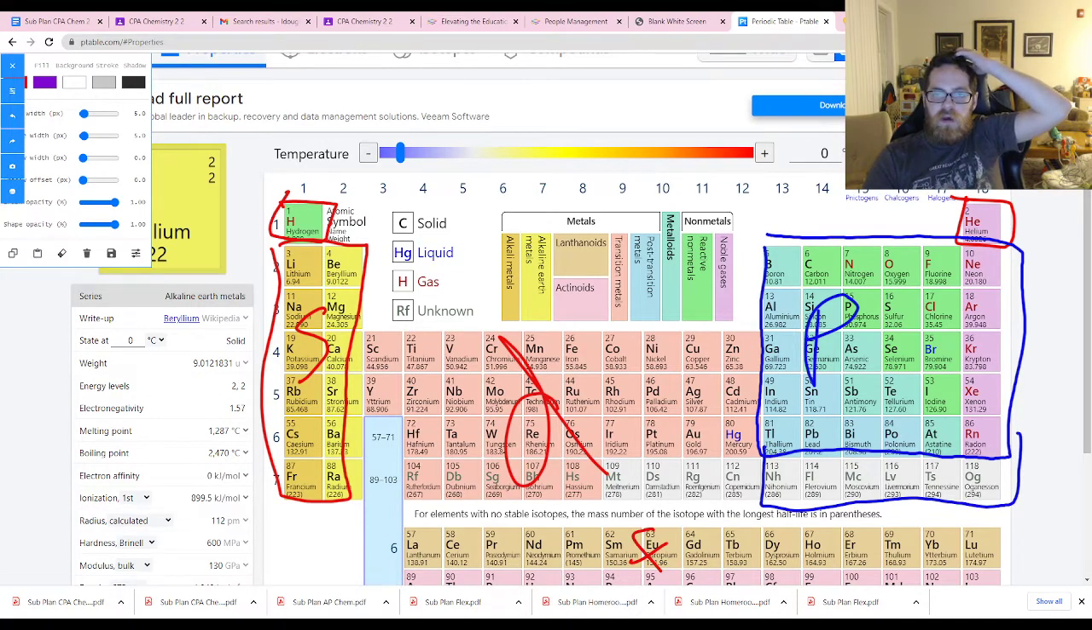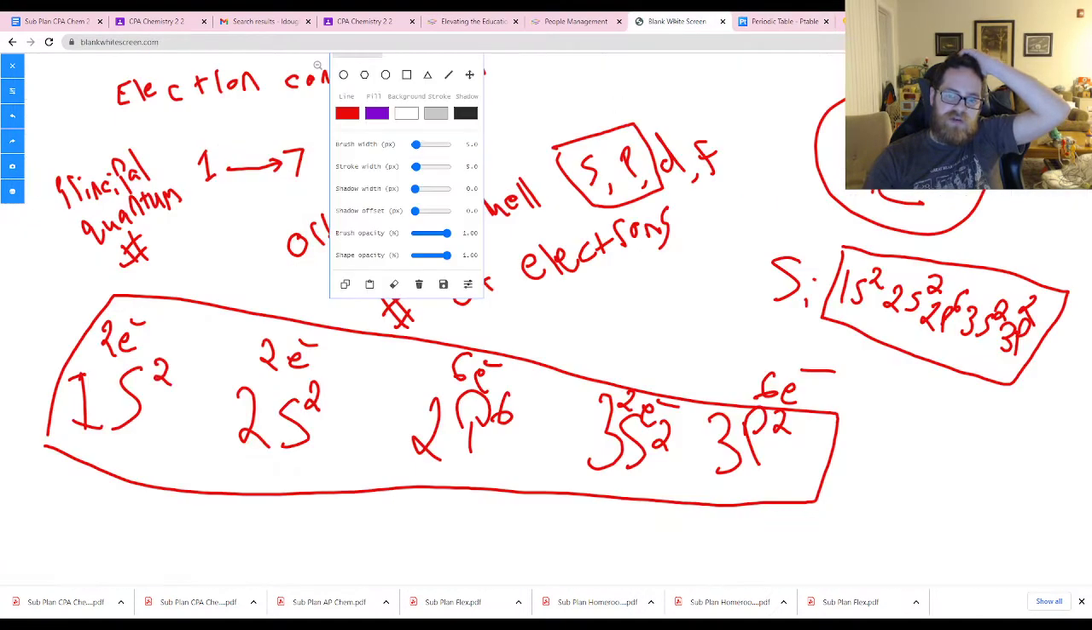So, let's do another example. Let's do an example of magnesium. It's in the S block, so it should end in S, but let's check that. Magnesium has 12 electrons.